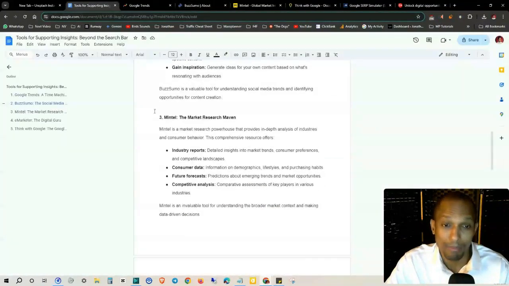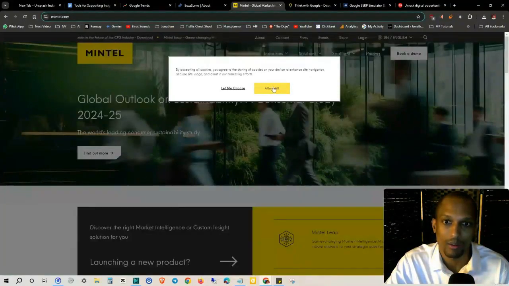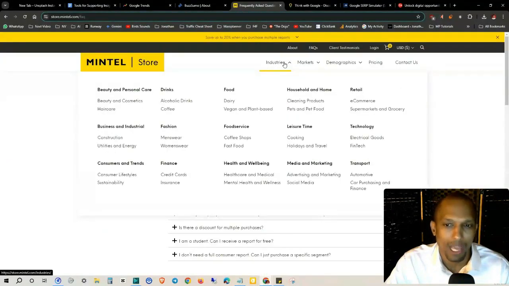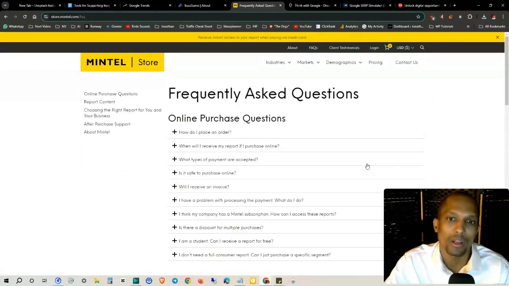And then number 3, Mintel, the market research Maven. So this is what Mintel is right here. I'm going to go ahead and allow all. But if you go to their store right here, they cover all types of different industries: household or home, food service, food, drinks, fashion, business and industrial, beauty and personal care, technology, transport, media and marketing. This is a pretty large umbrella that covers a lot of different things.